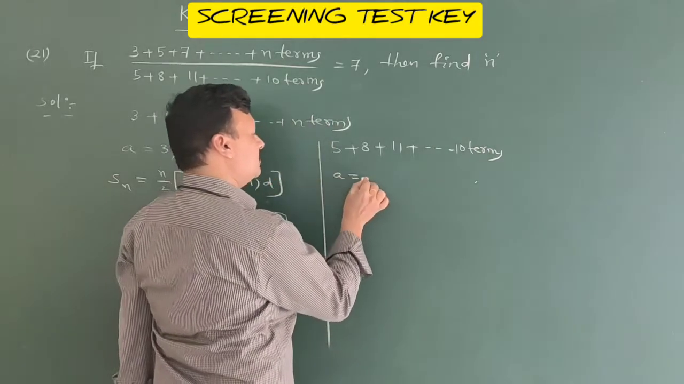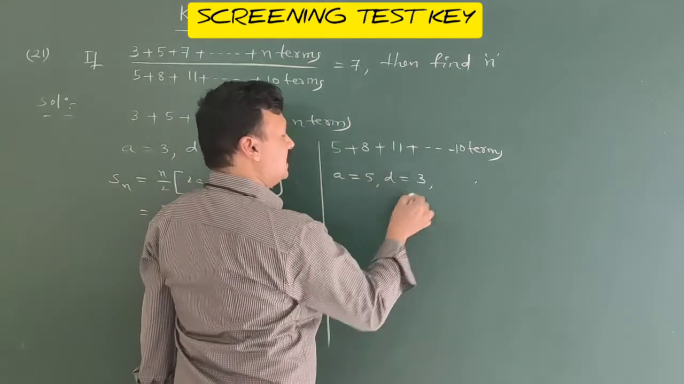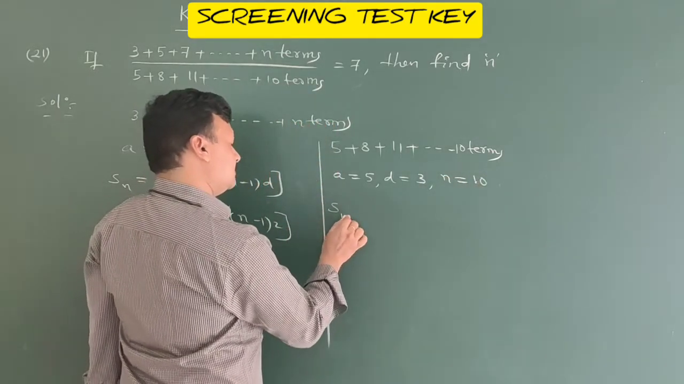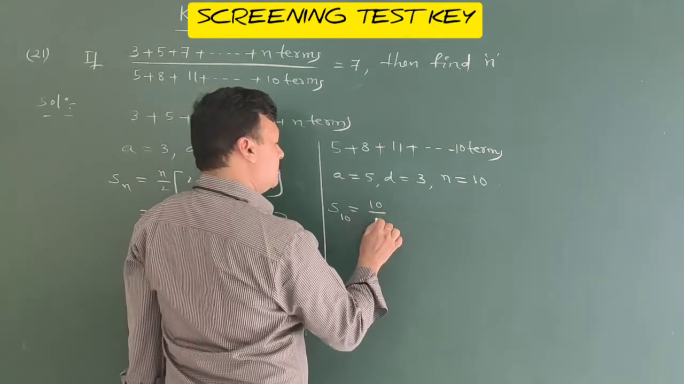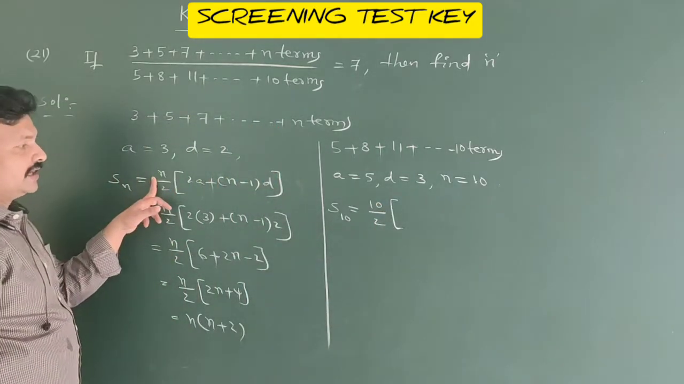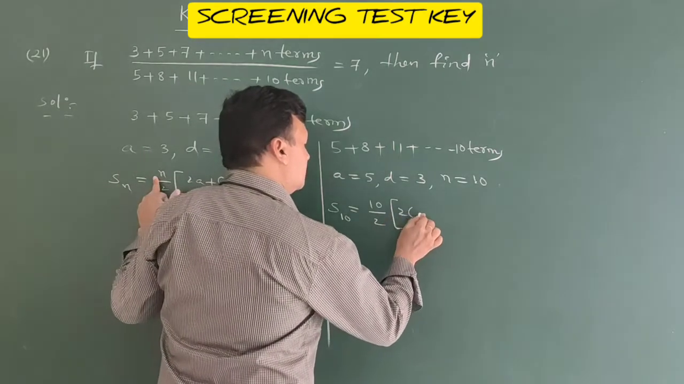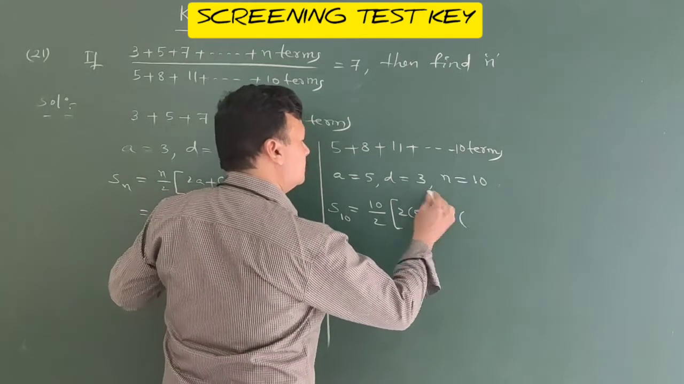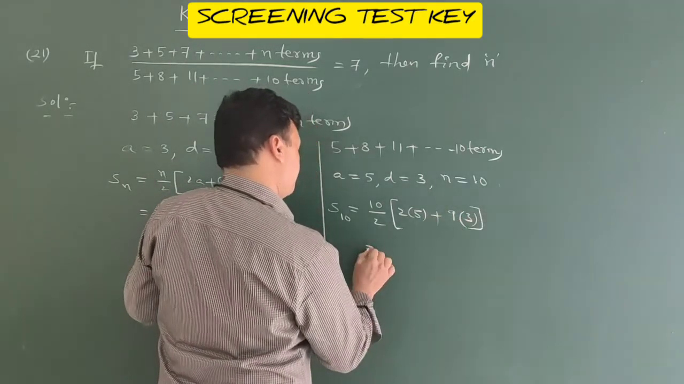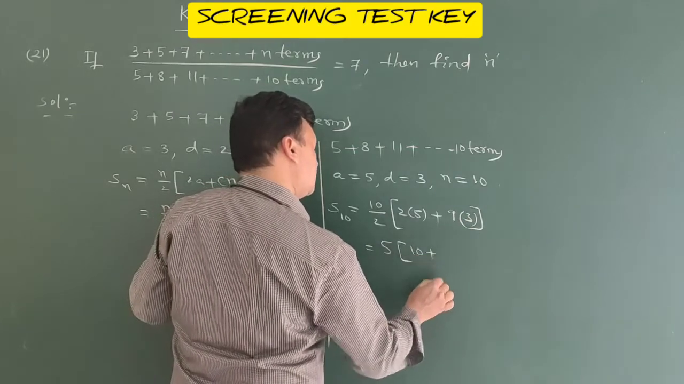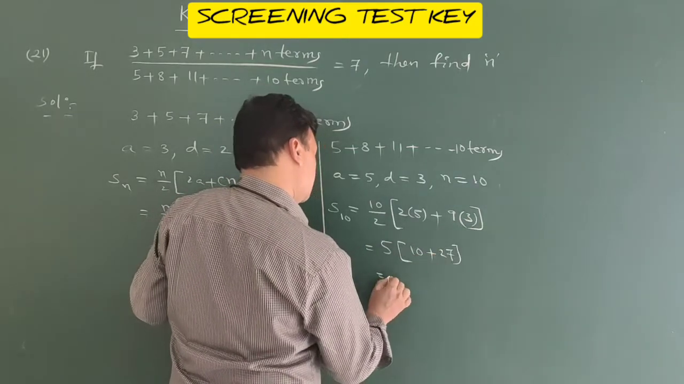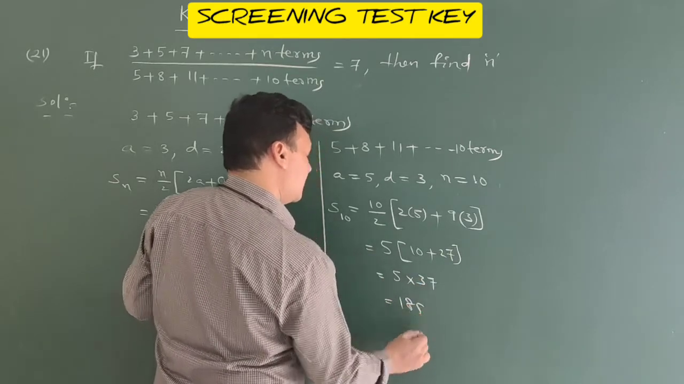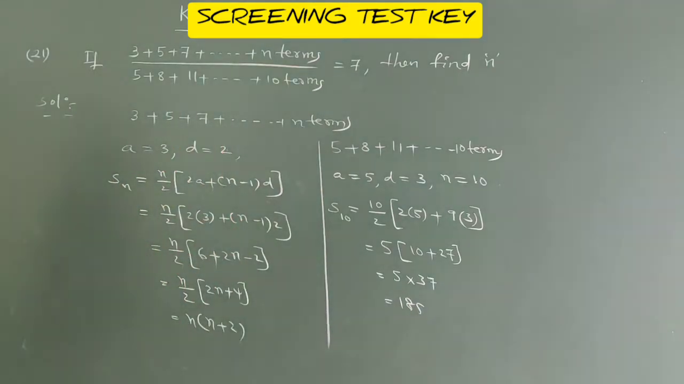And for the denominator, 5 plus 8 plus 11 plus and so on 10 terms. So here a is 5, d is 3 and n is 10. So S10 is 10 by 2 of 2 into 5 plus, here n minus 1 means 9, 9 into d means 3. Here 5 of 10 plus 27, here 5 into 37 equal to 185.